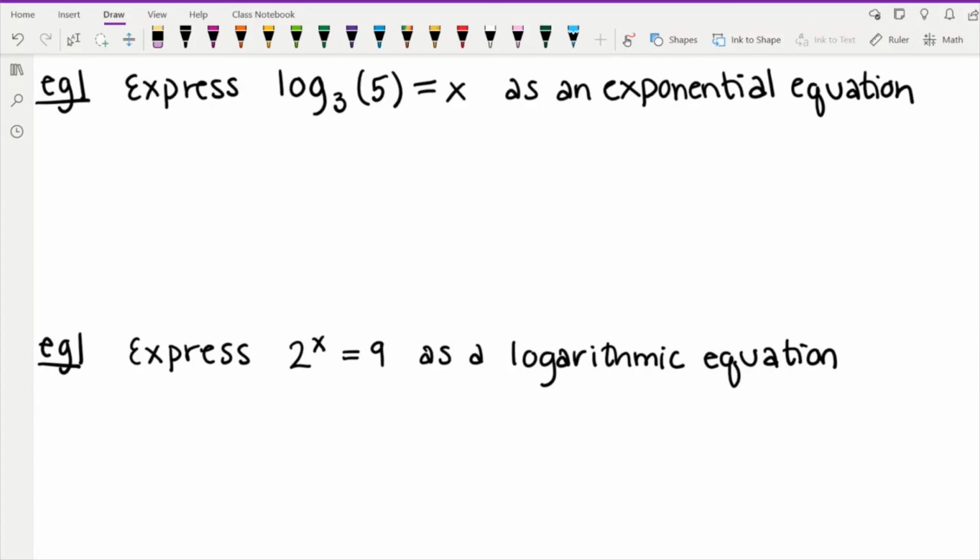Okay, so the first one is asking us to express log base 3 of 5 is equal to x as an exponential equation. So I want to be clear, this is not asking us to solve anything.